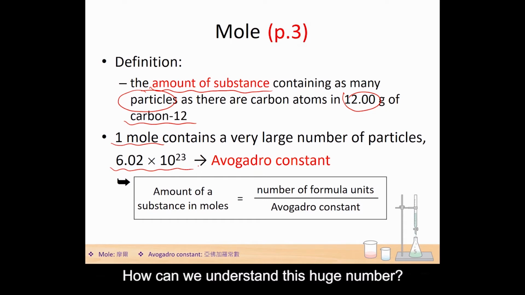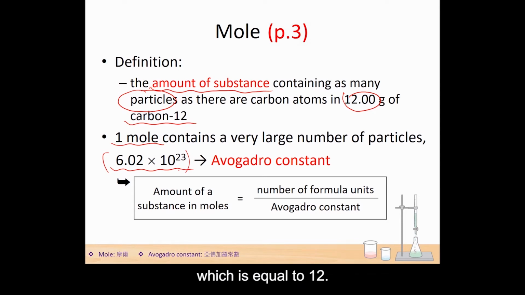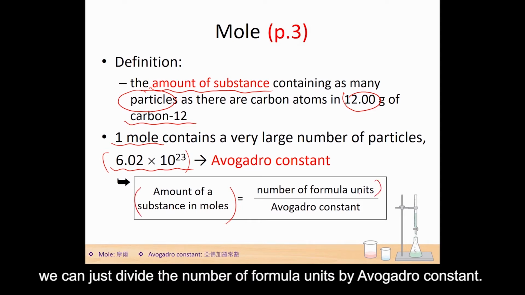How can we understand this huge number? In fact, if you have this huge amount of money, you can never count it, as it is a very big number. We can represent mole as a number, just like our usual term, a dozen, which is equal to 12. So, if we need to calculate the amount of a substance in mole, we can just divide the number of formula units by Avogadro constant.